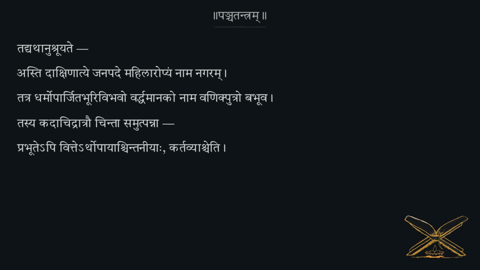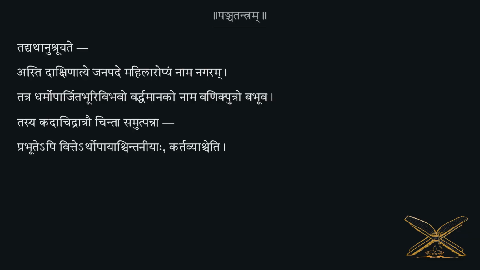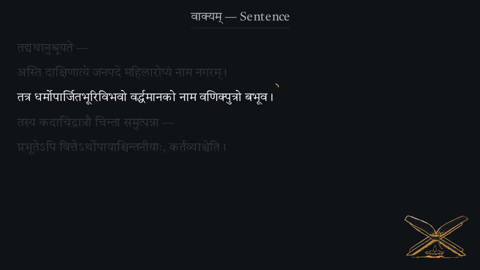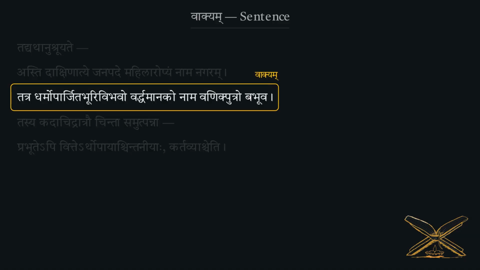Here is a passage from Pañcatantra, one of the oldest collections of stories in Sanskritam. Look at the block of text. It is a collection of sentences. Let us take one sentence. In Sanskritam, a sentence is called Vākyam. Every Vakya is a complete thought, a unit of meaning, and every Vakya is built from smaller units called Pada.